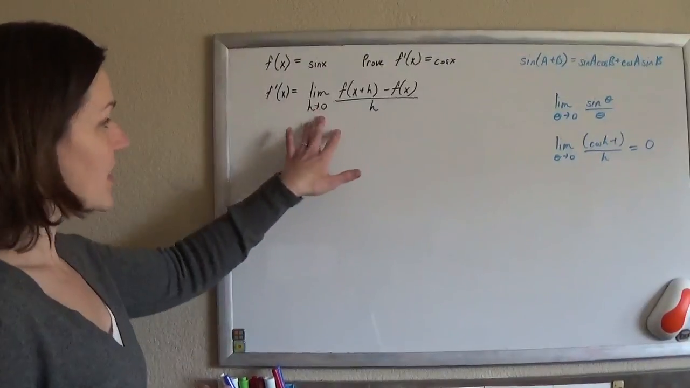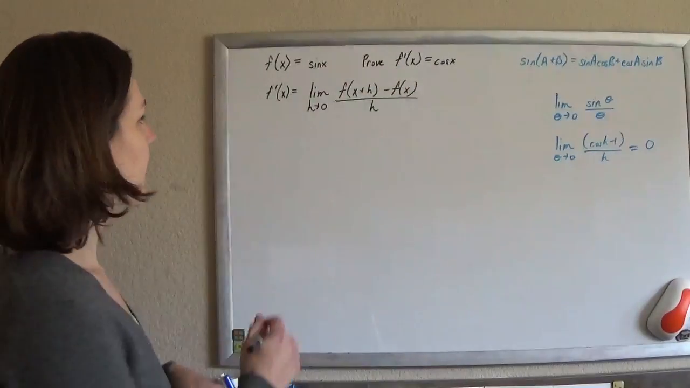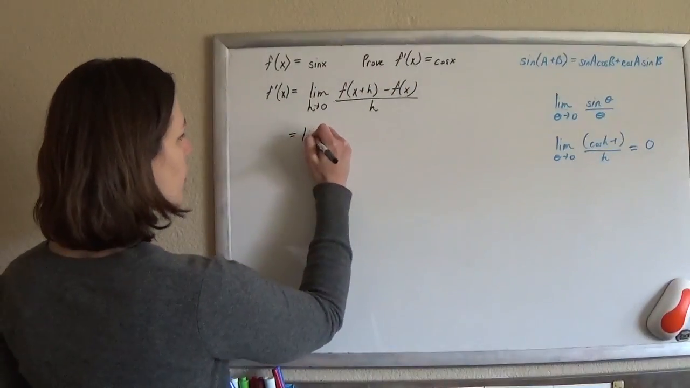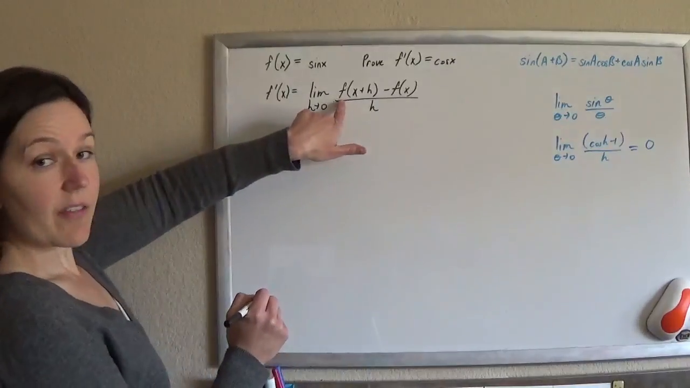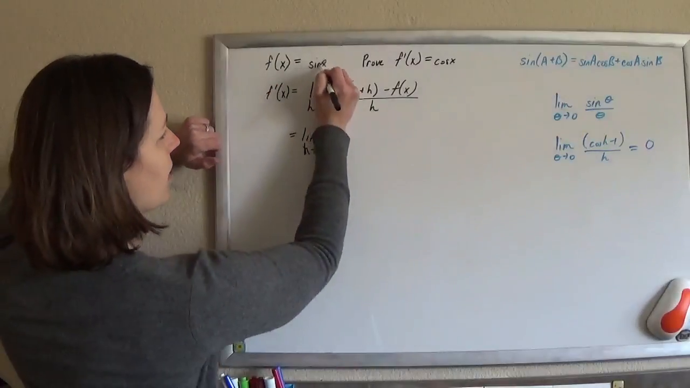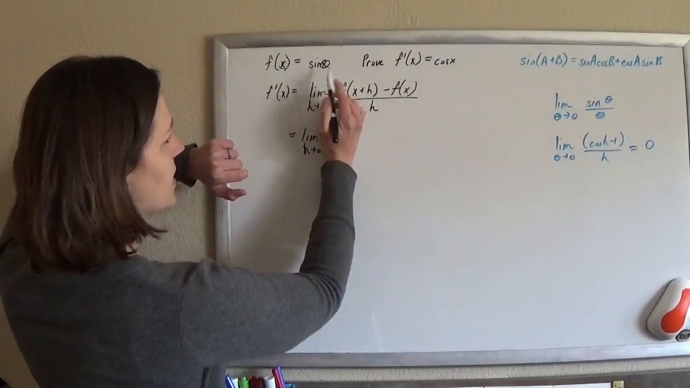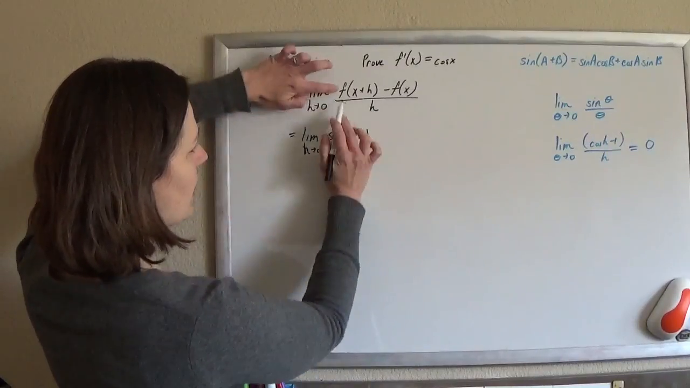So we're going to use our definition of derivative to prove that the derivative of sine is cosine. So we're just going to plug stuff in. We need f of x plus h. So if f of x is sine of x, then f of x plus h is going to be sine of x plus h. So that's that part.